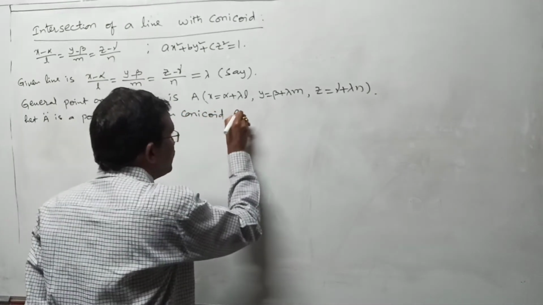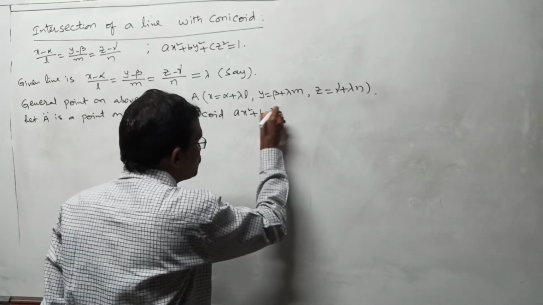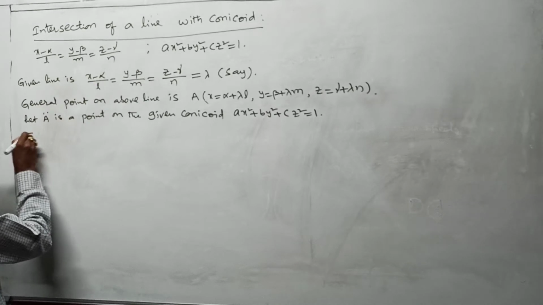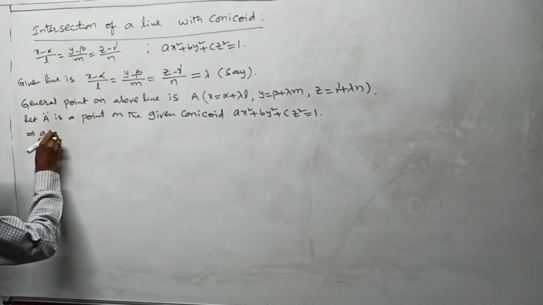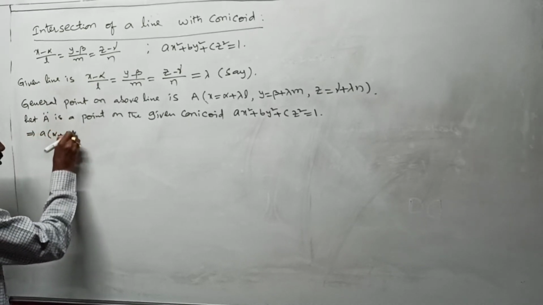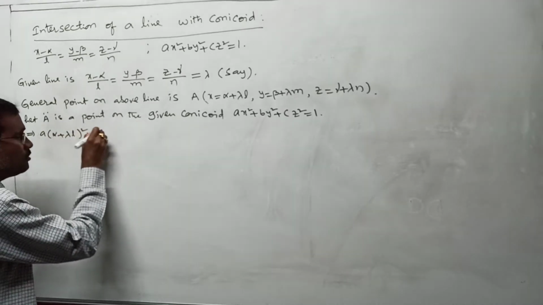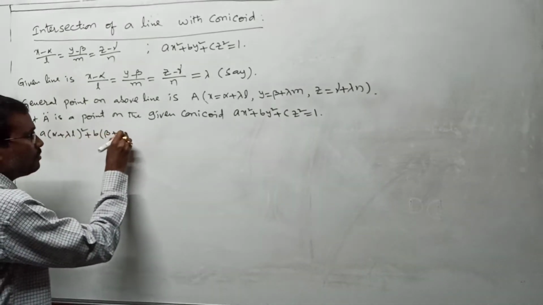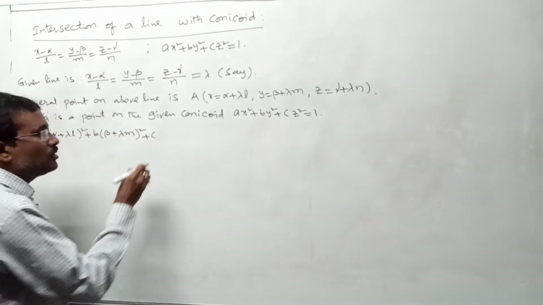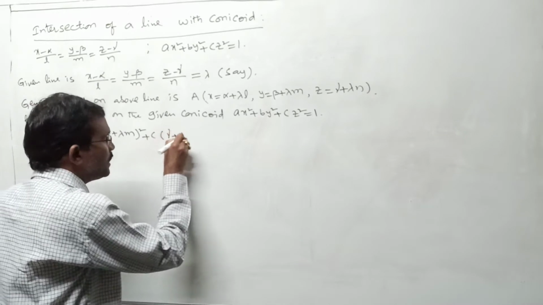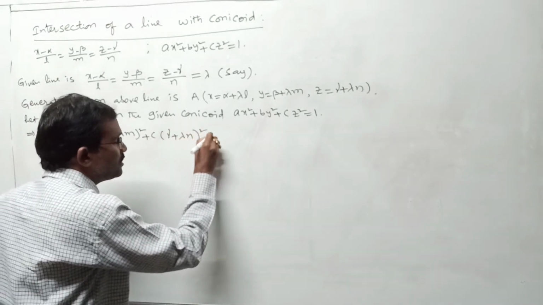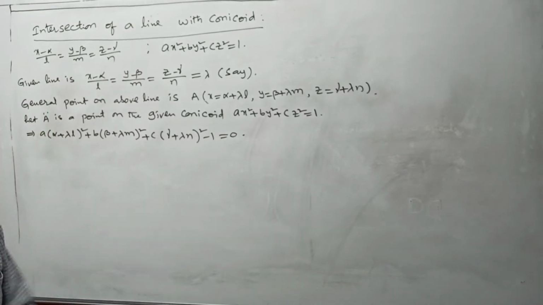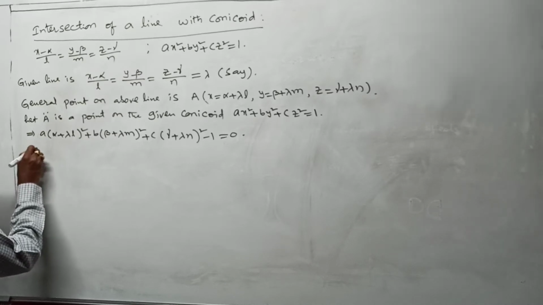Yes, it is ax² + by² + cz² = 1. This implies a(α + λl)² + b(β + λm)² + c(γ + λn)² − 1 = 0. Write this down as a quadratic equation in terms of λ. You will get this.